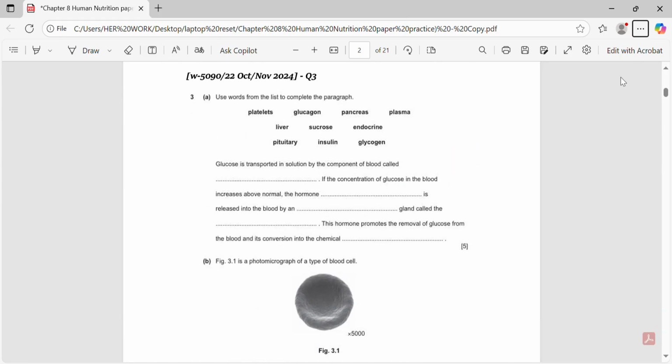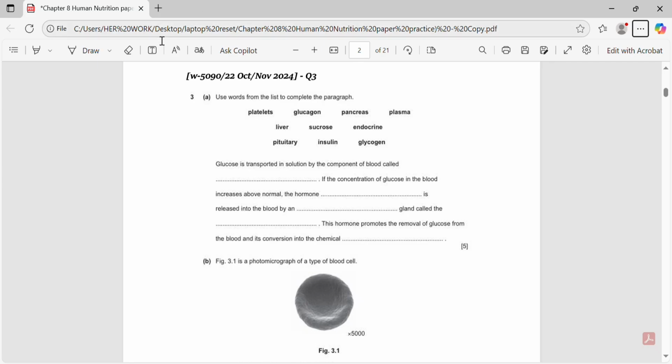Next, let's take a look at this question involving hormones and blood glucose regulation. We're given a paragraph with missing words, and in the A part, we're told to use words from the list to complete the paragraph. The list of words includes platelets, glucagon, pancreas, plasma, liver, sucrose, endocrine, pituitary, insulin, glycogen.